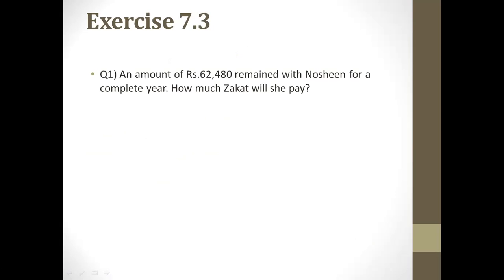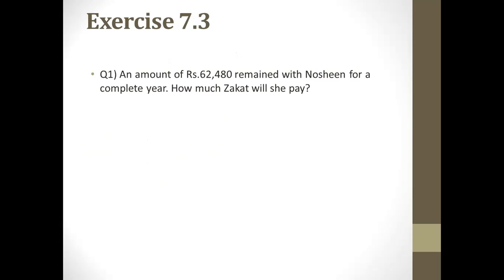Come to the next exercise. Question number 6 is the same as question number 4, so that will be your homework. Questions number 3, 4 and 6 are included. So 6 is the same as question number 4, and you will do it by yourself. That will be your homework. Come to exercise 7.3. In 7.3, you have to solve the first 5 questions.